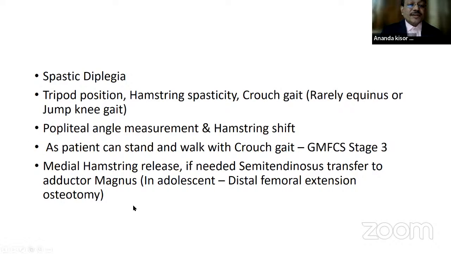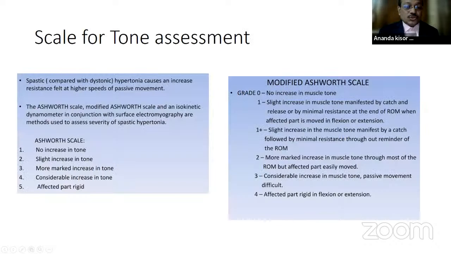Now, what is the treatment? Basically it's either a hamstring spasticity or a contracture. If it is a contracture, then it requires some release. If it is spasticity, there are several options I have already shown in our previous slide. If it is a hamstring contracture, it requires a medial hamstring release, and if needed, simultaneous transfer to the adductor magnus. In adolescents, it requires a distal femoral extension osteotomy. Now, the Ashworth scale, I'm not going into detail.